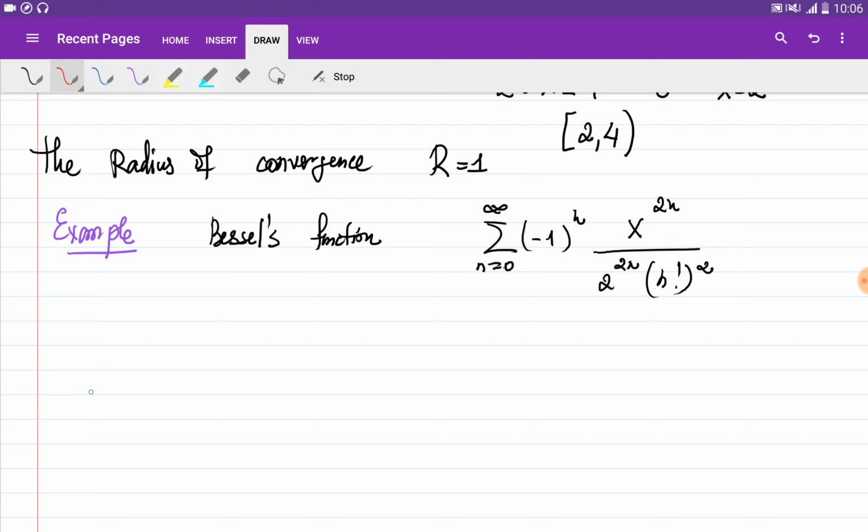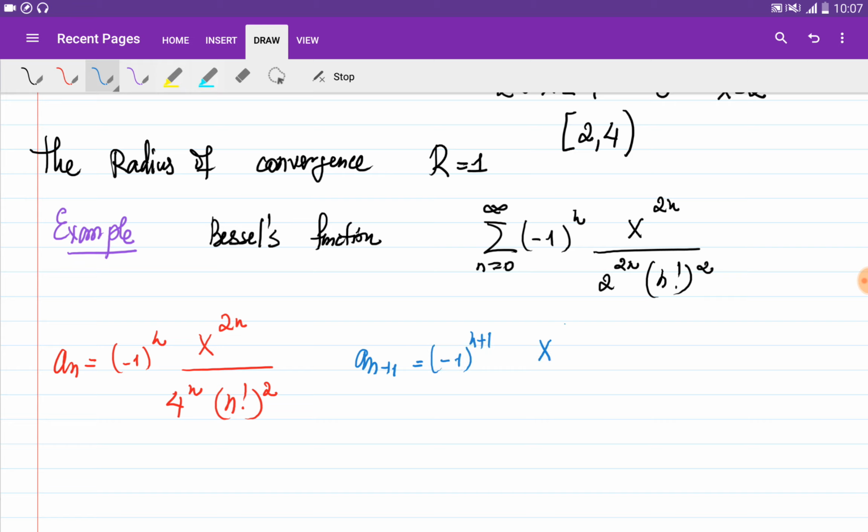So let us define the nth term of the series. It's going to be minus 1 in the power of n, x to the 2n, divided by 2, or let me write this as 4 in the power of n, right? So n factorial squared. So we can define at the same time the n plus first term, a n plus 1. So it's going to be minus 1 in the power of n plus 1, x in the power of 2n plus 2, right? So that is why it can be written as n plus 1 in the brackets, divided by 4 in the power of n plus 1 and n plus 1 factorial squared.